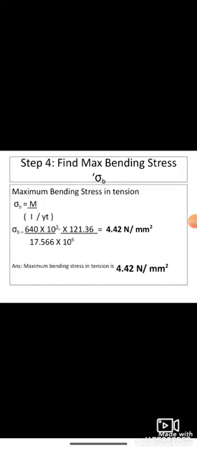अब टेंशन में मैक्सिमम बेंडिंग स्ट्रेस कितना था और कॉम्प्रेशन में कितना था, दोनों का कंपैरिजन हुआ है तो मैक्सिमम बेंडिंग स्ट्रेस इन टेंशन ज़्यादा है. सो आंसर इज मैक्सिमम बेंडिंग स्ट्रेस इन टेंशन इज 4.42 न्यूटन mm स्क्वायर. हमको दोनों में से जो बड़ा है वो मैक्सिमम बेंडिंग स्ट्रेस होगा. जो सबसे ज़्यादा मैक्सिमम बेंडिंग स्ट्रेस क्या है टेंशन में आया है यहाँ पे, तो टेंशन का आंसर हमने ले लिया है. सो आंसर मैक्सिमम बेंडिंग स्ट्रेस इन टेंशन इज 4.42 न्यूटन per mm square.